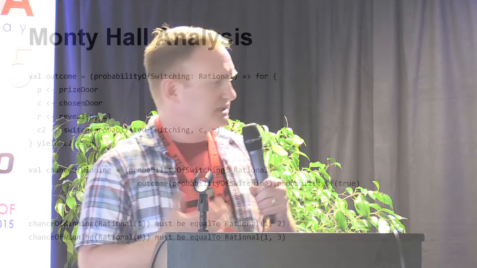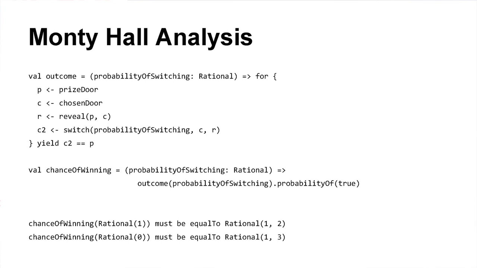And here's the closest I could get, which is this outcome function, a function from the probability of switching to the distribution of Booleans, which indicate whether or not the car was won. And then I can create just a chance of winning, given that probability, as a single number. And then I can make these two assertions, and these assertions pass right now. So I can say that the chance of winning, given that the contestant always switches, is 2/3, and the chance of winning, given that the contestant always sticks with the original choice, is 1/3. So that's probably enough to convince most people that's the right strategy, but it's not a proof.